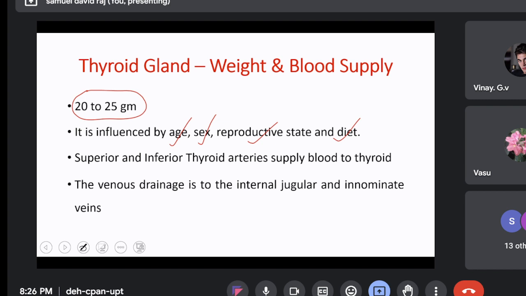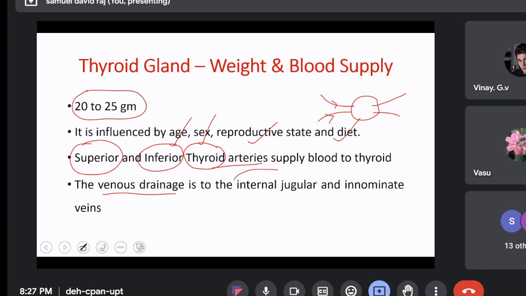The thyroid gland is supplied by thyroid arteries. There are two arteries. One is the superior thyroid artery and the other is the inferior thyroid artery. So the thyroid is supplied by superior and inferior arteries, and the blood out of the thyroid comes out, which we call venous drainage. It goes into the internal jugular vein. The veins present in the neck region are called the internal jugular vein and innominate veins. So this is how it gets drained from the thyroid gland.